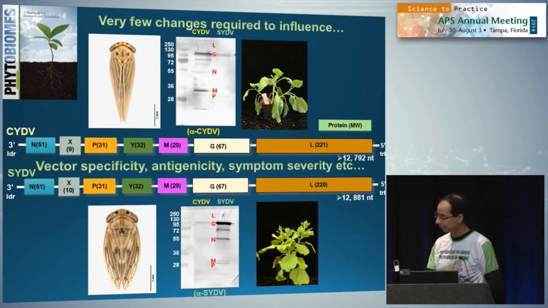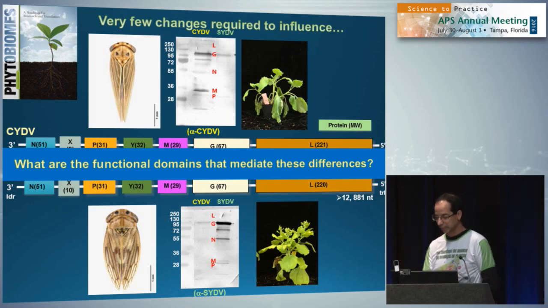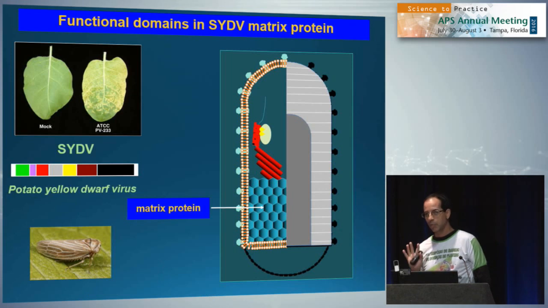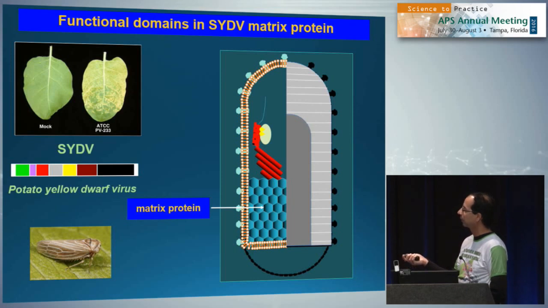So that's a critical component of studying these interactions at the level of phytobiomes. What's really interesting, at least for me, are the functional domains that mediate the differences between these two strains. I just want to give you one example to try to get you excited about things like that, and that will come from the matrix protein of SYDV.